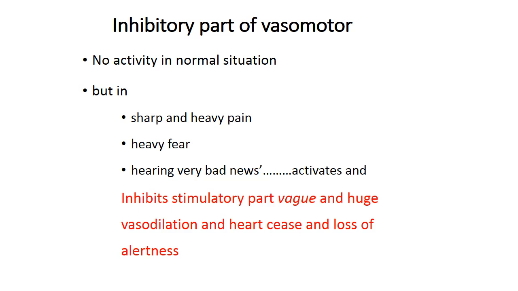The vasomotor center has an inhibitory part, and this inhibitory part is not activated during normal life, but during sharp and heavy pain, heavy fear, or hearing bad news, it could be activated and inhibit the stimulatory parts of the vagus nerve and increase vasodilation, and finally we can see loss of alertness during activation of the inhibitory part of the vasomotor center.